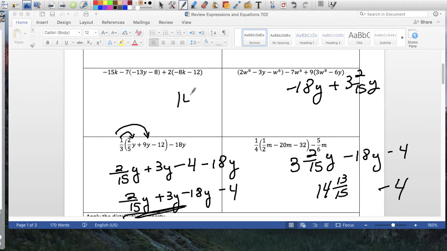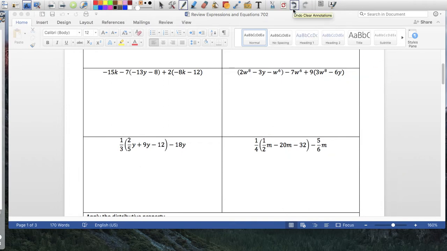So if I add 14 and 13/15 plus 3 and 2/15, will I get 18? Well, 14 plus 3 is 17. And if I add 13 over 15 plus 2 over 15, I get 15 over 15, which is 1, and that gives me 18. So that's correct. But that's all negative. And don't forget the y.